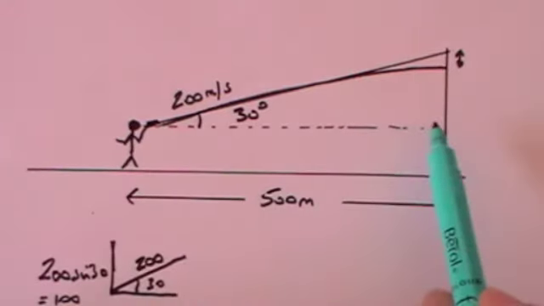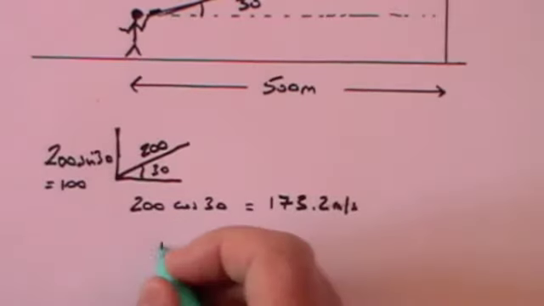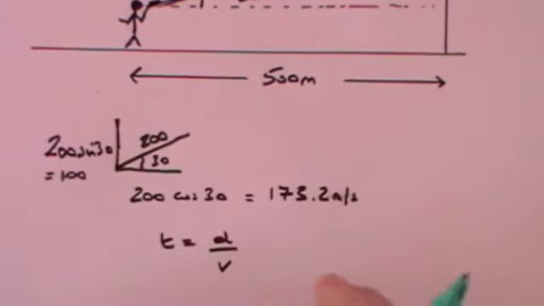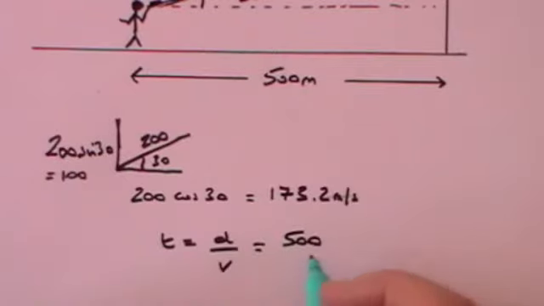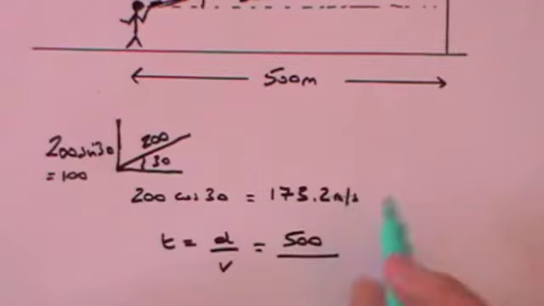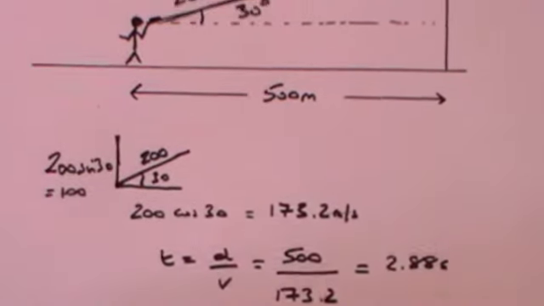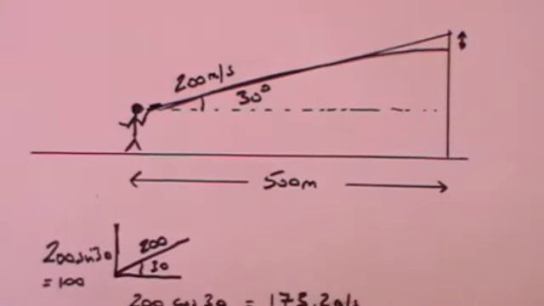So the next thing we can do is to calculate the time it takes for this missile to travel the horizontal distance of 500 meters. Time is simply distance divided by speed, or velocity, and that is going to be 500 meters divided by the horizontal velocity, which we just calculated, 173.2, and that is going to be 2.88 seconds. So it takes 2.88 seconds for this missile to arrive at the wall.